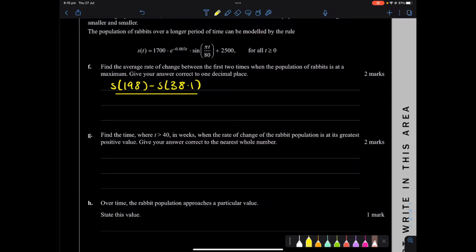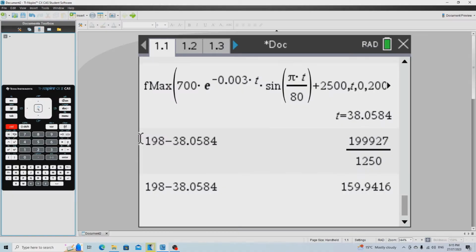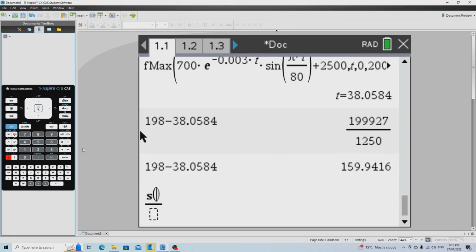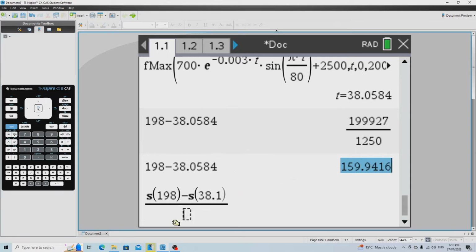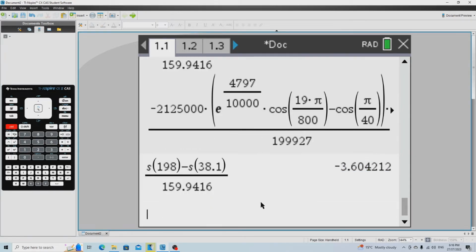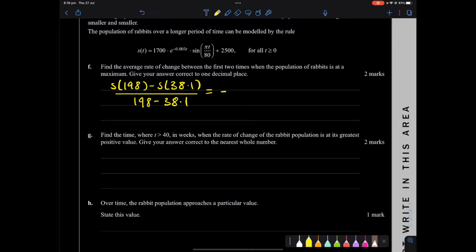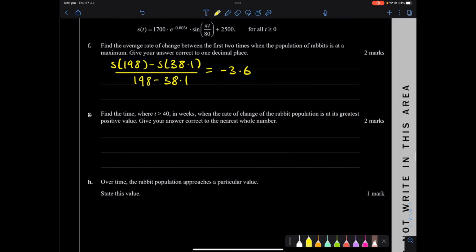Oh no, sorry. What am I doing? So 198 minus 38.1 equals what? What I'm going to do for that is divide S 198 minus S 38.1 and take this value and put it over here. Enter. And we get this number over here. To one decimal place, it's negative 3.6. So negative 3.6. Is that right? I think so, yeah. Negative 3.6.